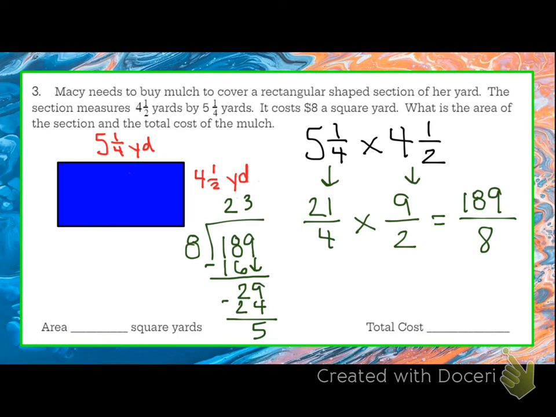So remember that your quotient is always going to be your whole number. Your remainder is always going to be your numerator, and your divisor is always your denominator. So the area of this rectangular shaped section is 23 5/8 yards. But we're not done because we need to figure out the total cost of that.